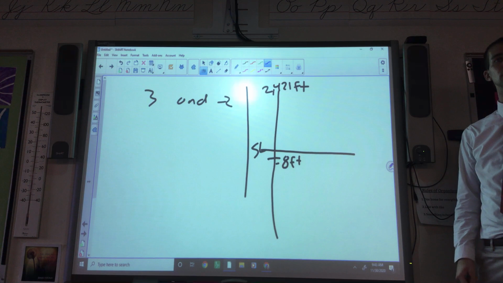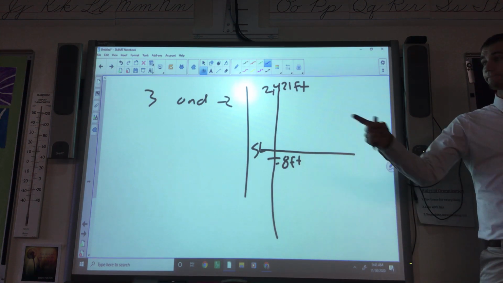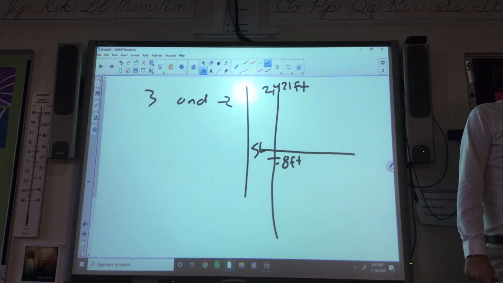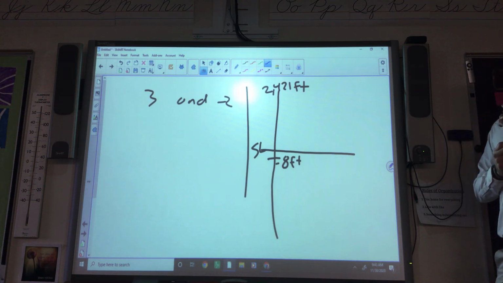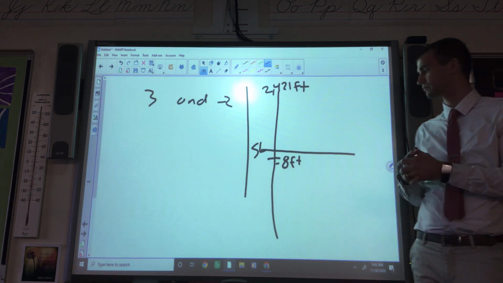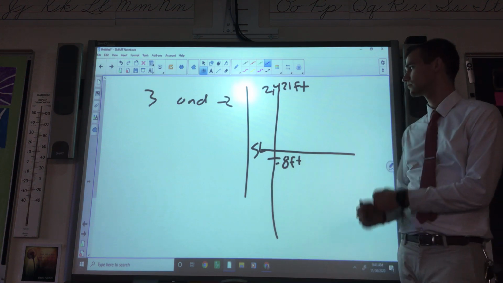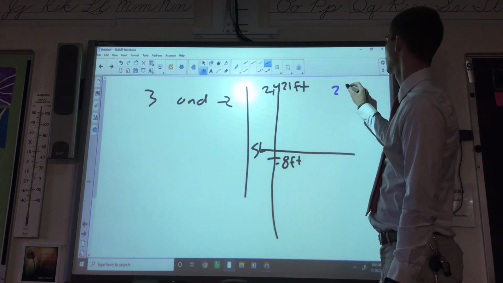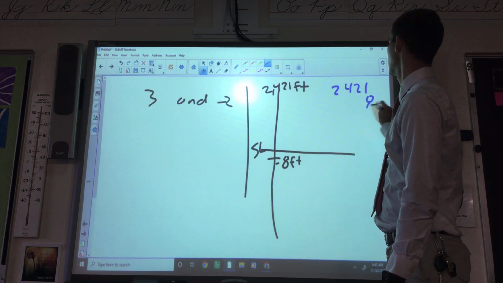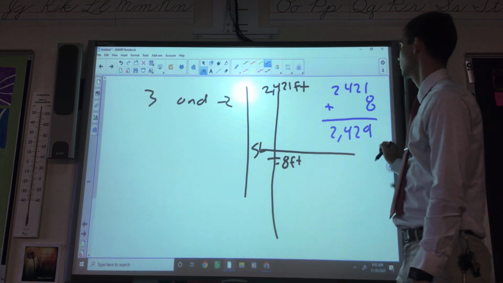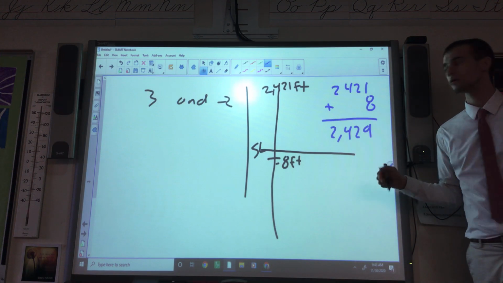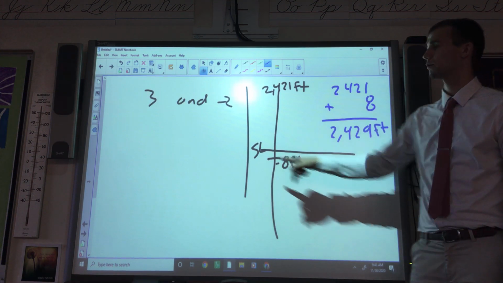So what are we gonna do for those? Yeah. For the town, you would take the negative off of 8 feet and add it to 2,421, and you would get 2,429. What are we missing? Feet. Yep. And what about here?